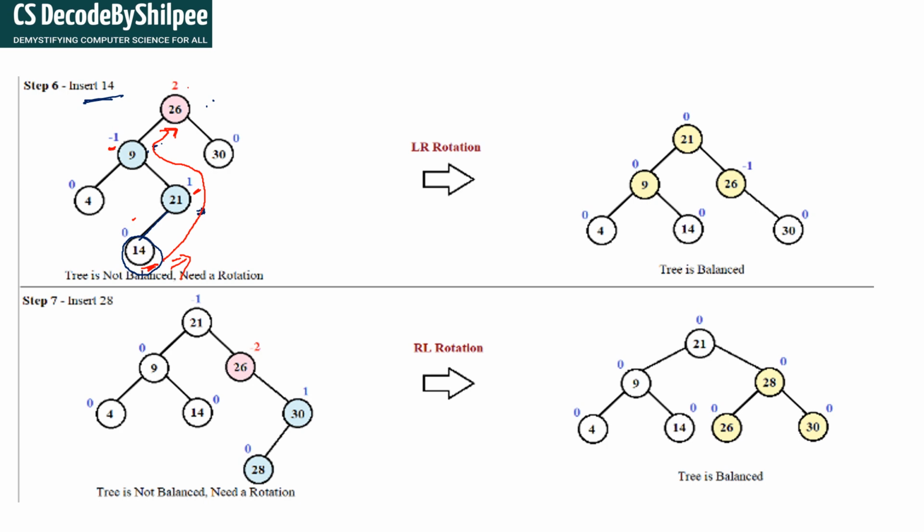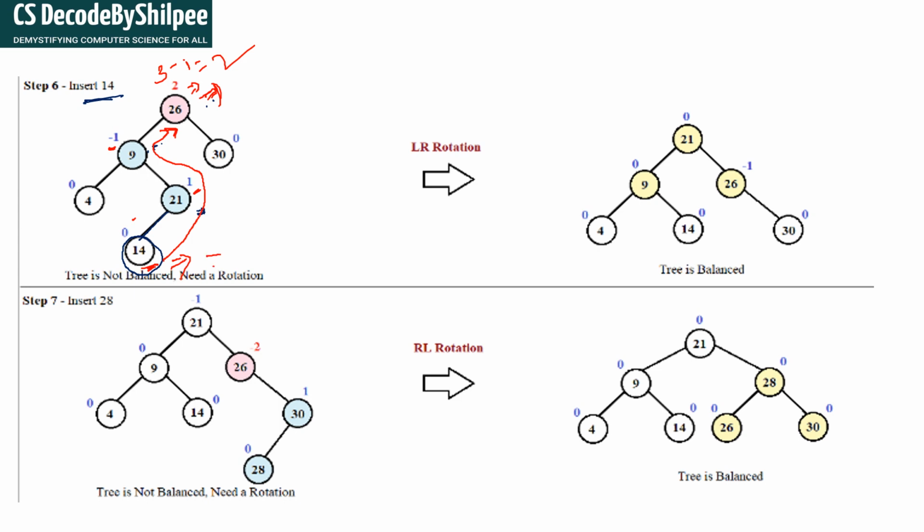Now calculate the balance factor of 26. The balance factor of 26 is what? The height is 3 minus 1, and 3 minus 1 is 2. So here it is violating the property. At 26 it's violating the property. This tree is not balanced. Then what will you do?